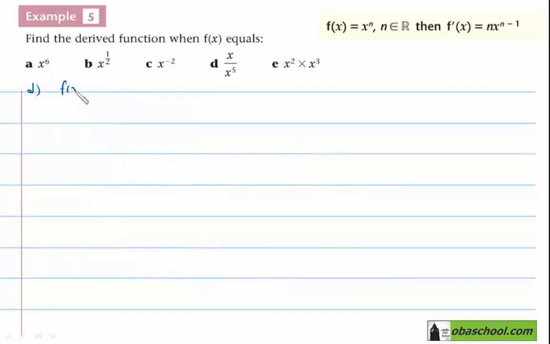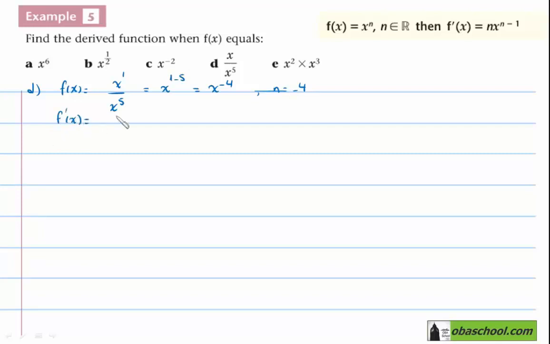Therefore, part D, we have x divided by x to the power 5. This function is not the same as x to the power n. Let's work it out so it becomes in the form of x to the power n. We already know from the rule of indices, when we have x to the power 1 divided by x to the power 5, it's the same as x to the power 1 minus 5. We subtract the powers from each other. Then f of x equal x to the power 1 minus 5 is equal to x power minus 4. Then now n is equal to minus 4.